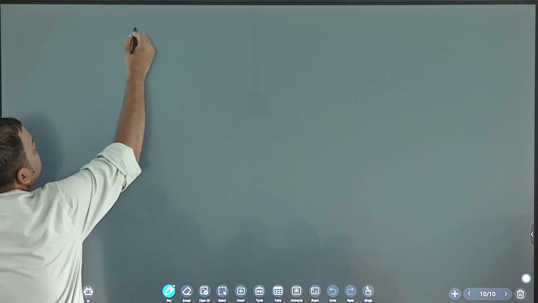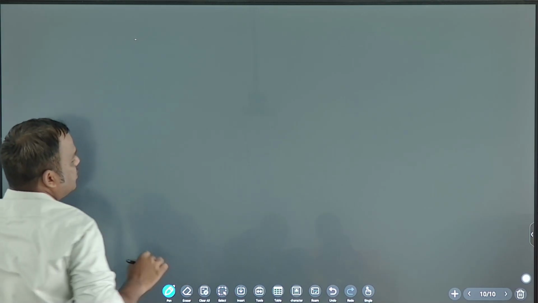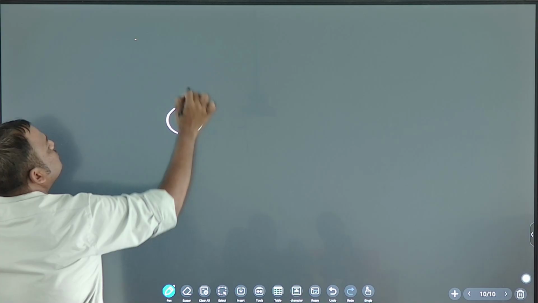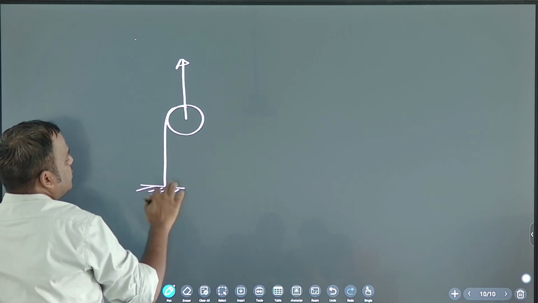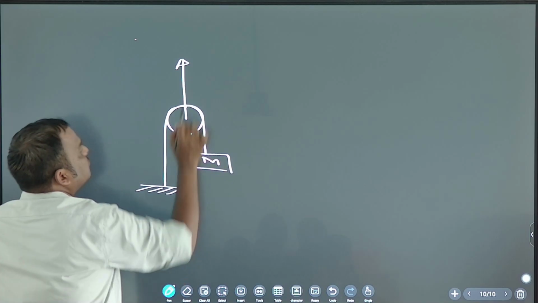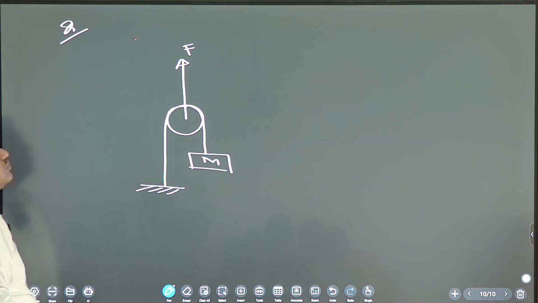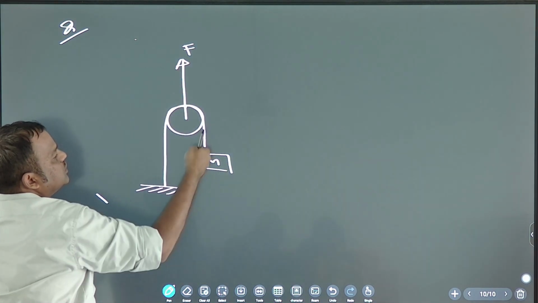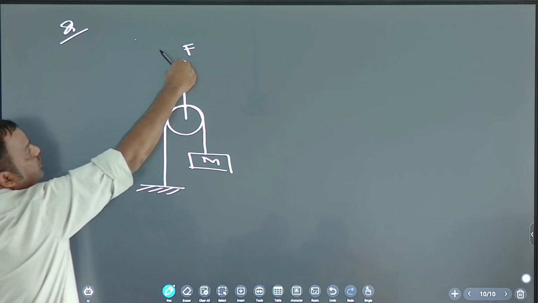Next, let's solve one question. Suppose this is the pulley. One string is there, another string is there, and this block mass is M. This force is F. How many strings are there? One string, second string. This string you are pulling up with force F.